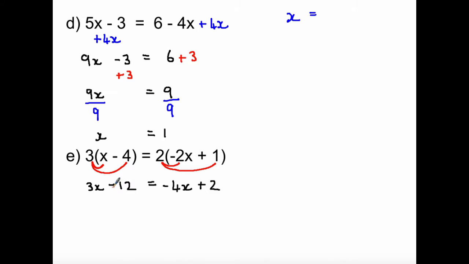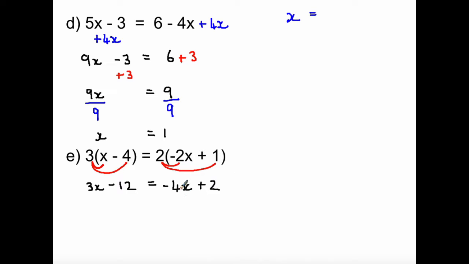Okay, so I've got 3x minus 12. I want the 3x to stay by itself. I've got a negative 4x here. I want the x's to be on one side, or I want to remove the x's from this side. Please do not ever speak about taking things over to the other side. That is not a mathematical principle. I know your teachers might tell you that all the time, but they're wrong.